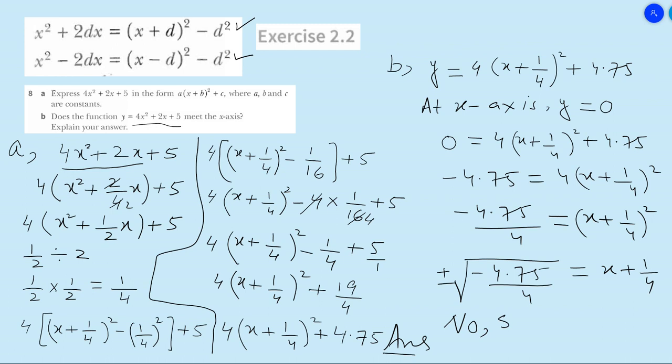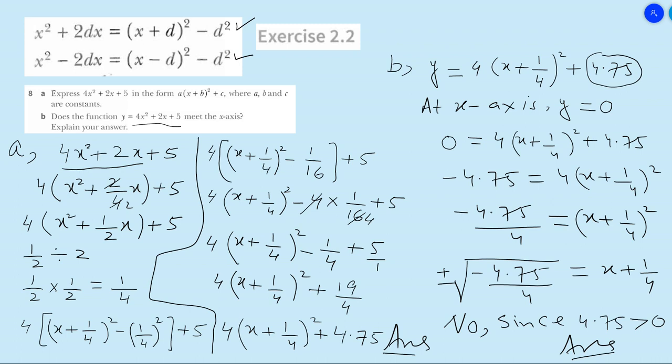No, since 4.75 is greater than 0. Greater than 0 means positive. This is our answer. So what we have learned from this part is, if this value is positive, then the graph will not cross the x-axis. So the final answer is no. Why? Because 4.75 is positive, greater than 0.